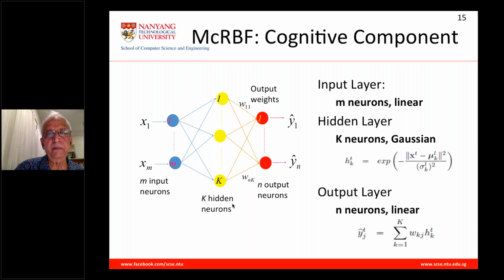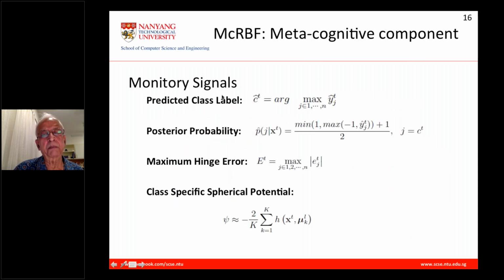That's an advantage here. For the monitoring signals, I said the predicted class label, you can calculate the posterior probability, you can calculate the error, and you can calculate this. These four measures are used to evaluate the learning. If the predicted and actual class labels match, it's doing a good job. So if all is satisfied, that means you already know the sample. Why do you want to learn? You can discard it.